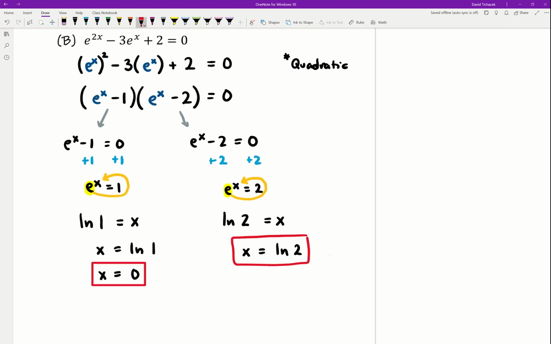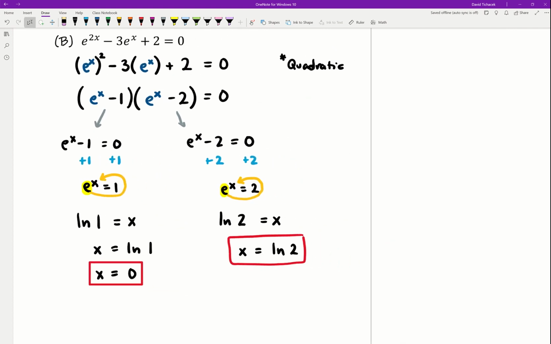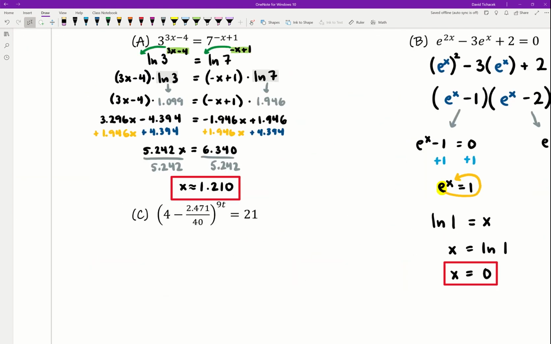Okay? And so if you have another problem like this, again, it's a quadratic form type of equation. So you could solve it like a quadratic, but instead of there being a variable here, we have an exponential that plays the role of our variable. And then we just solve it like an exponential there at the very end.